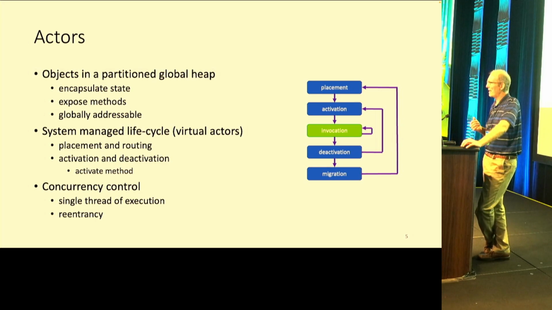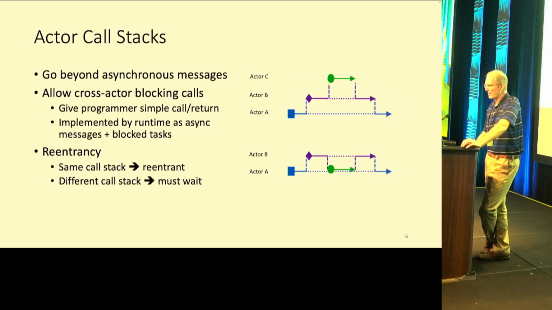And actors provide us a concurrency control system, so within an actor, there's only a single thread of execution ever active at a time, and that's a good primitive to help programmers program. So we're going to go beyond actor systems in two ways. I'm just going to highlight those two pieces of the programming model.